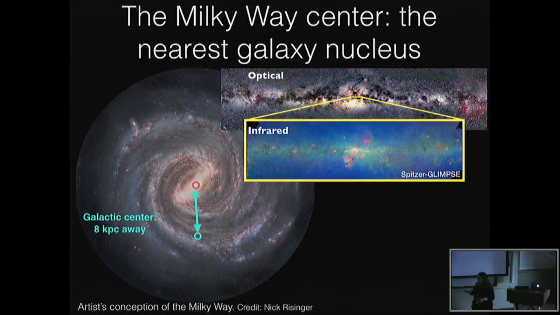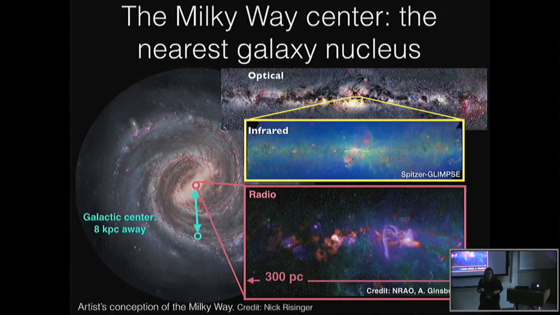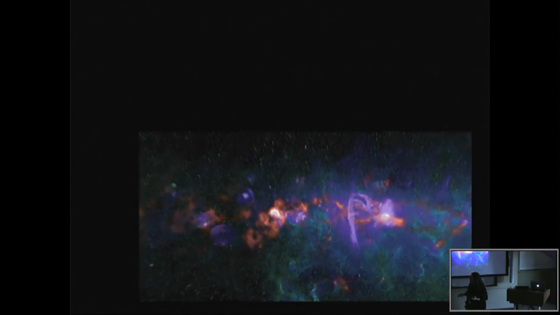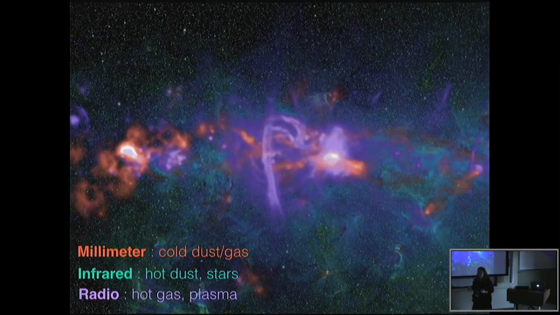A lot of activity. And zooming in further to the region that I want to talk about, the central molecular zone, around 300 parsecs end to end. And what you're seeing here is a 3-color composite, where the orange now is showing you the cold gas and dust. So each of those blobs is a giant molecular cloud and has something like 100,000 to 1 million solar masses of gas inside it.